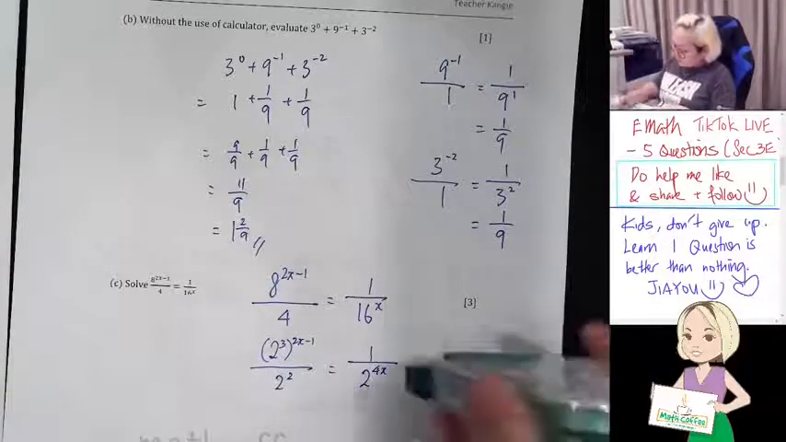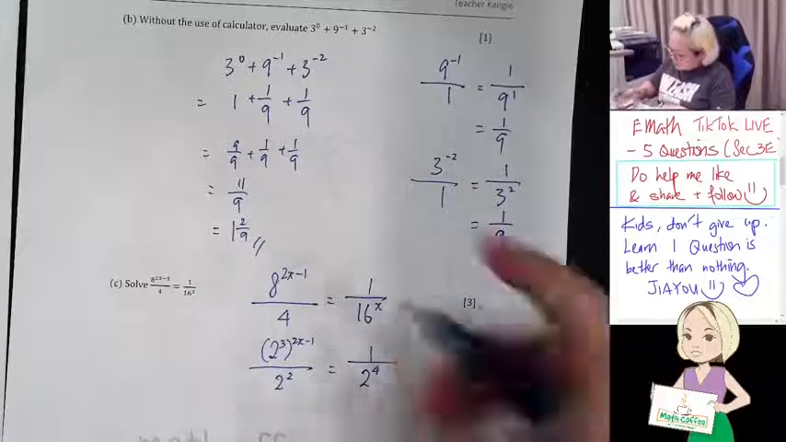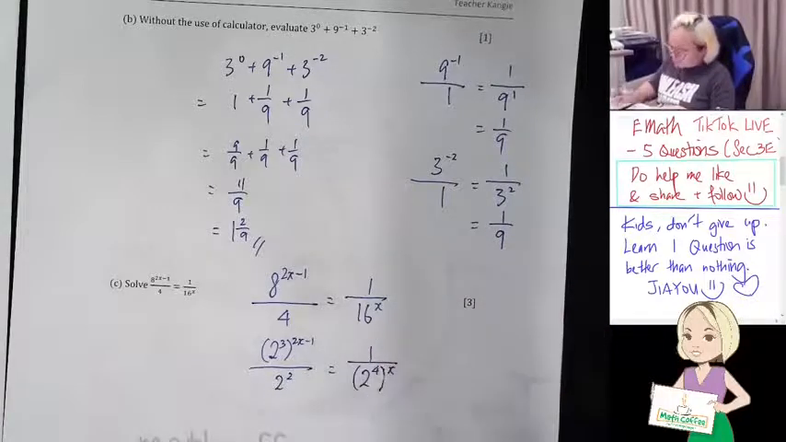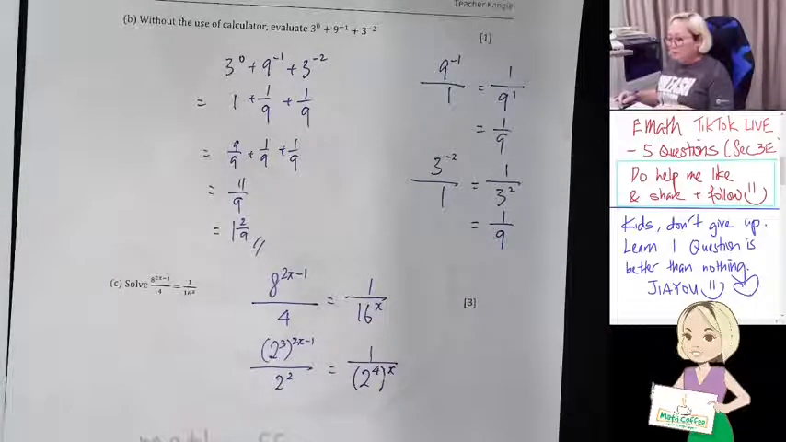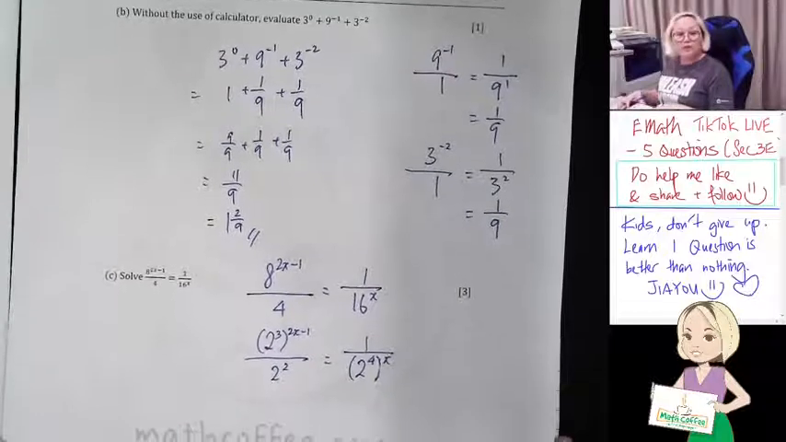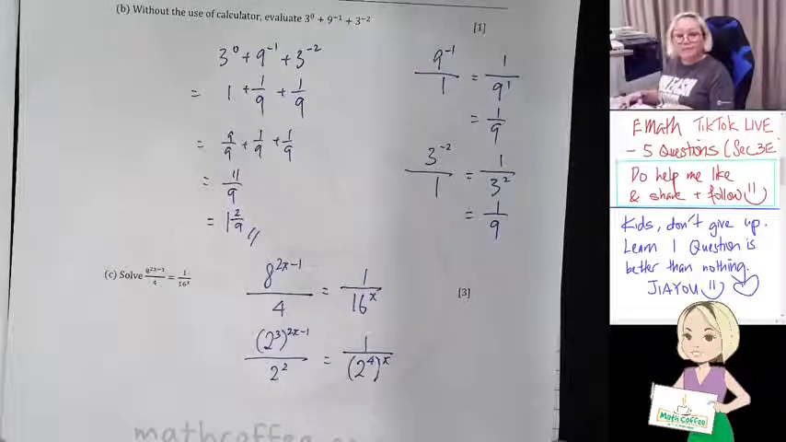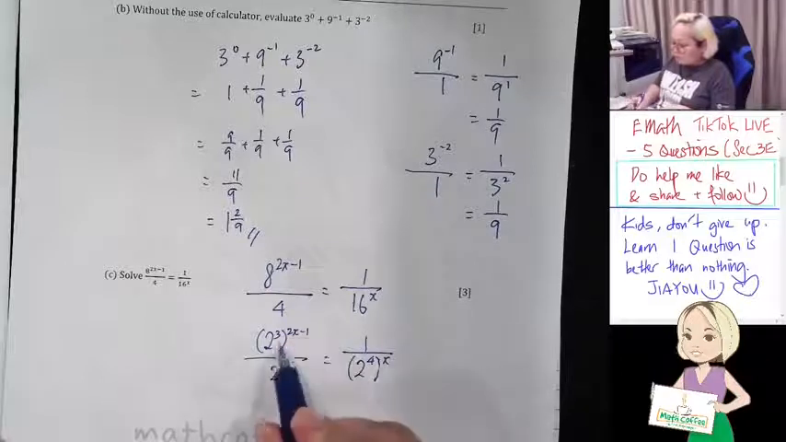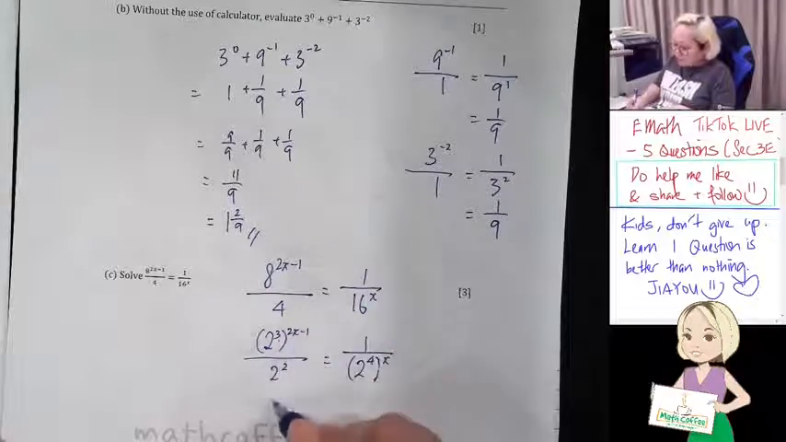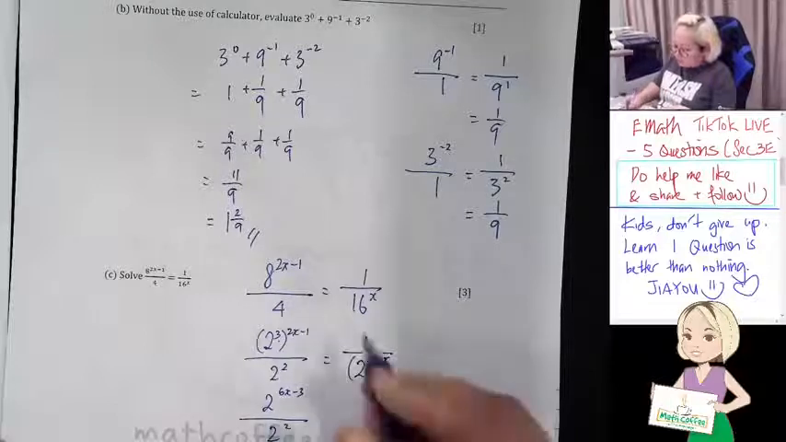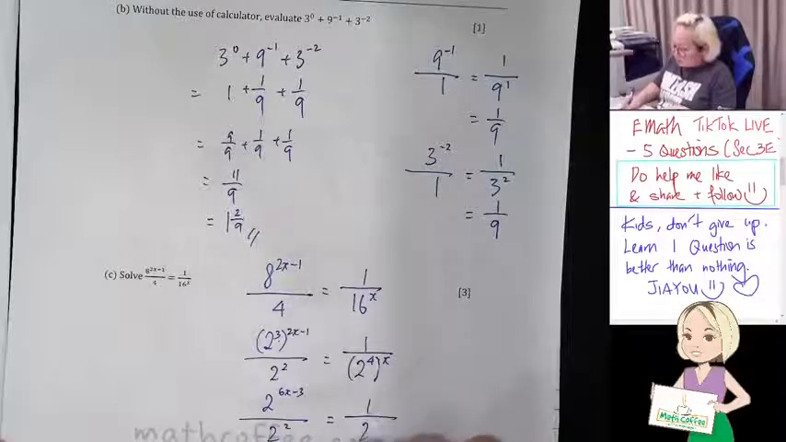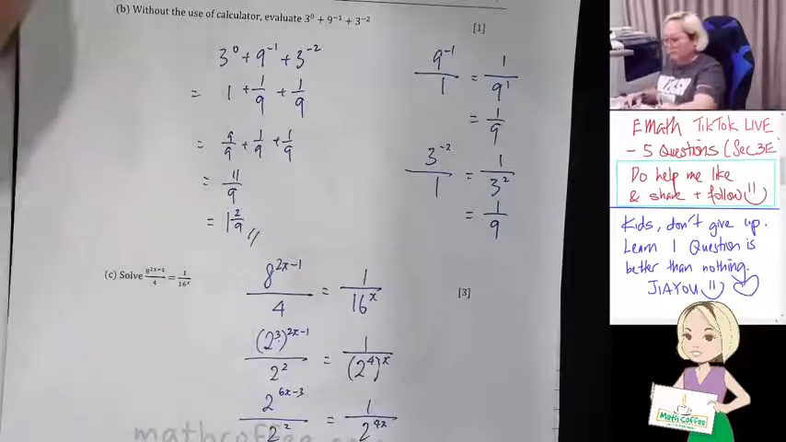So what I need to do is I change them to base 2. After I change them to base 2, let's simplify this one first. So this is 3 times 2x minus 1. So this is 6x minus 3 over 2 to the power of 2 equals to 1 over 2 to the power of 4x.